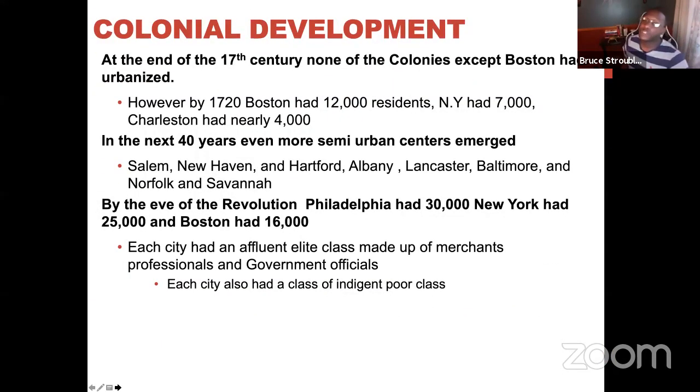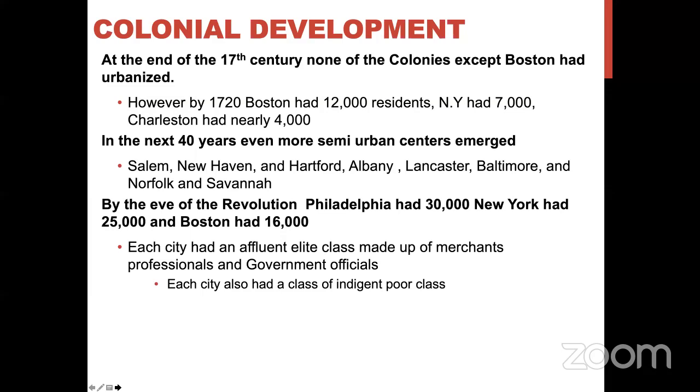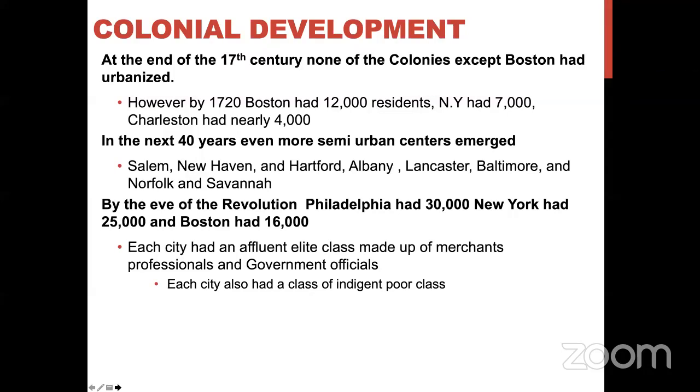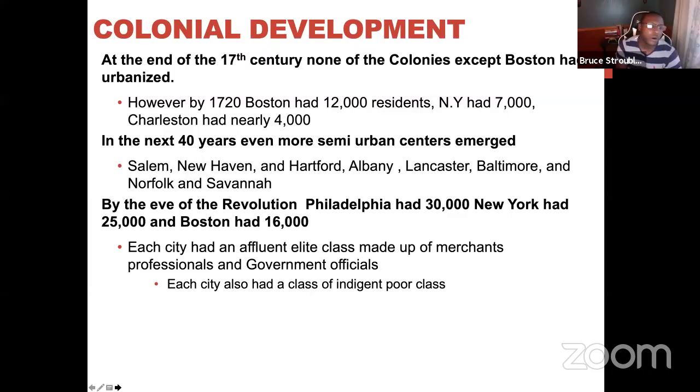So as a result, at the end of the 17th century, none of the colonies except Boston had really urbanized. But by 1720, Boston has 12,000, New York has 7,000 residents, Charleston has nearly 4,000. In another 40-year period, you have even more semi-urban centers emerging. Salem, Hartford, Baltimore, and Savannah, as well as Norfolk, all started to have significant development.